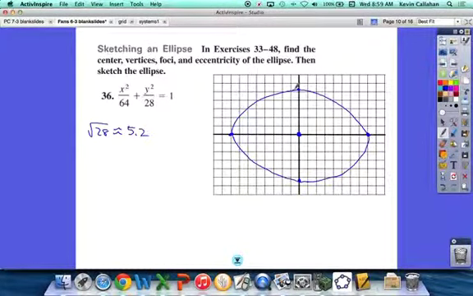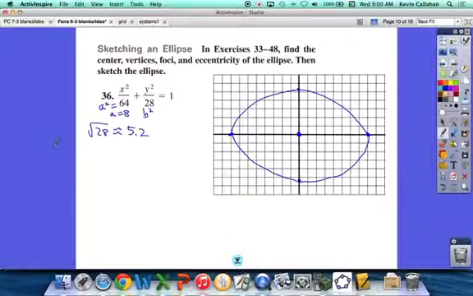Looking at the ellipse, is it horizontal or vertical? Is it longer in the x direction or the y direction? It's longer horizontally. You ought to be able to look at that and say, okay, the bigger denominator is 64. That means 64 is a squared. And the 28, that's the b squared. So we have the center and the vertices.